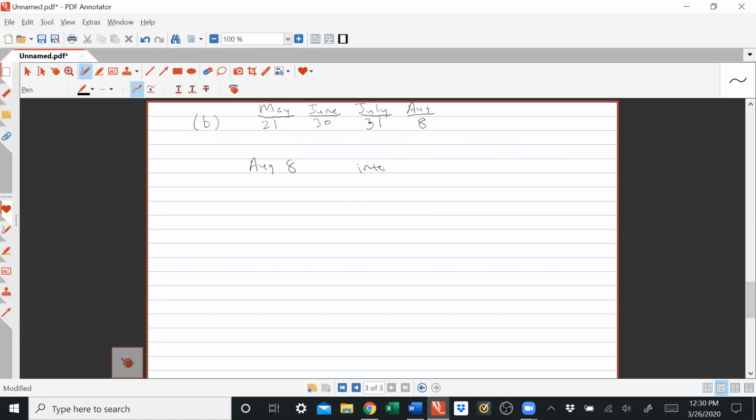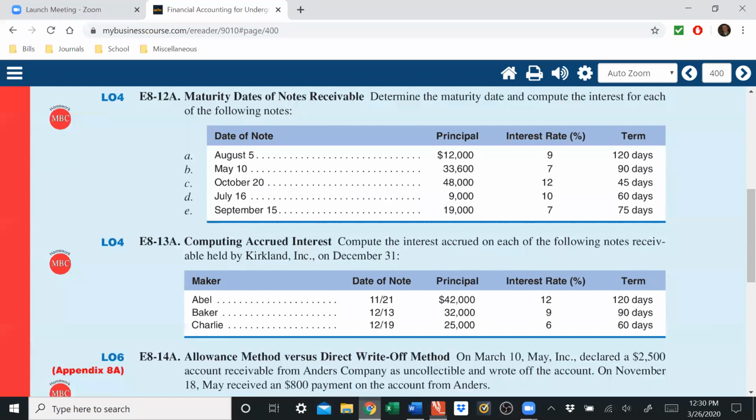And the interest is the principal, 33,600 right here, times the 0.07 times 90 divided by 360.